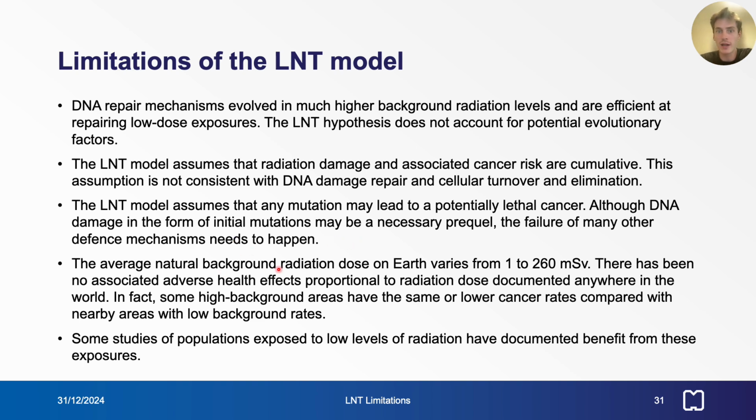The average natural background radiation dose on Earth also varies from 1 to 260 millisieverts. But there's been no associated adverse health effects proportional to radiation dose documented anywhere in the world. In fact, some high background areas have the same or lower cancer rates compared with nearby areas with low background rates. Some studies of populations exposed to low levels of radiation have documented benefit from these exposures.